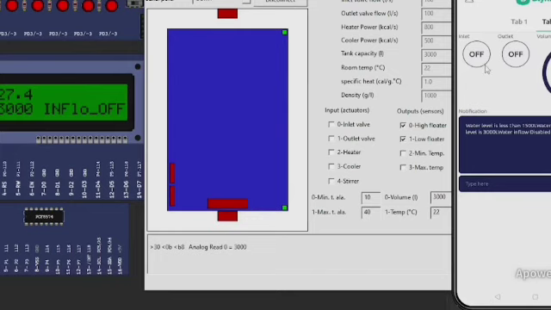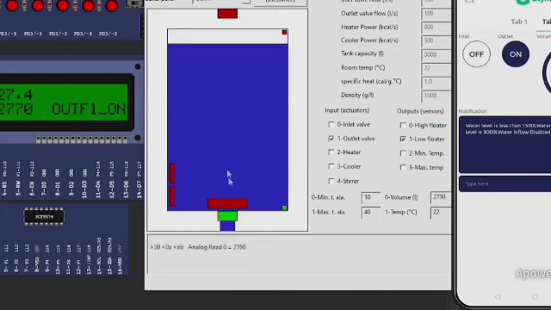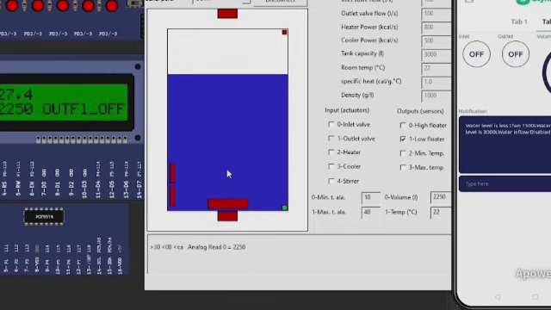Now again, if we turn on the outlet, we can see that the water is flowing in the other direction. And I can turn off the outlet now. Yeah, as we can see, the inlet has not turned on now because the cutoff has not been reached yet. And we can see here the water level is 2250. And that is about our project.